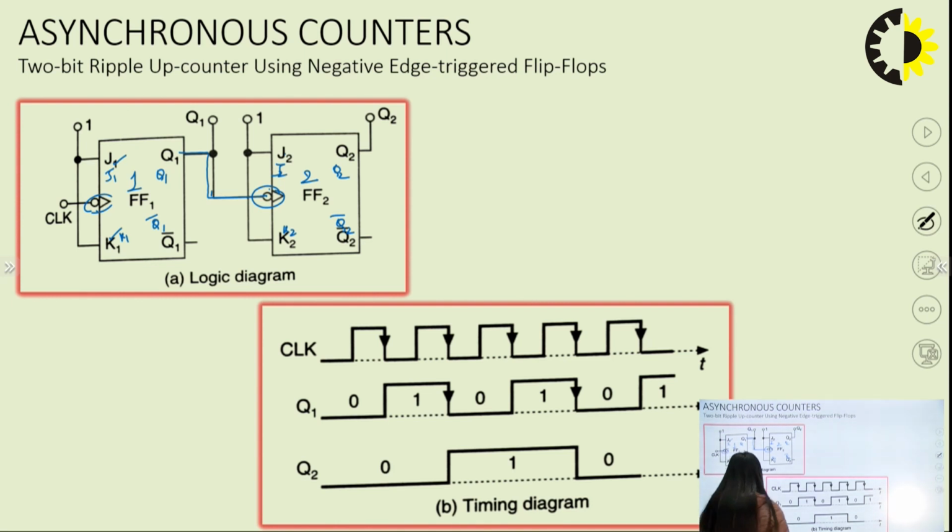Now, this is how the circuit has been connected. The first flip flop and the second flip flop have a separate clock, and the clock to the second flip flop is given by the output of the first flip flop, right. Okay. Now, the 2-bit ripple up counter using negative edge triggered flip flop. Let us understand how it is working.